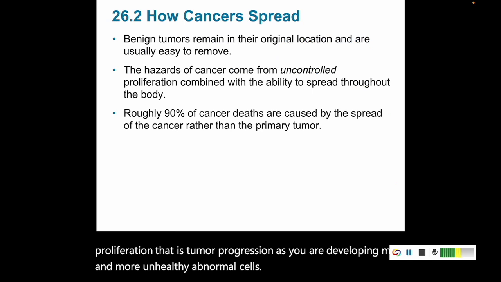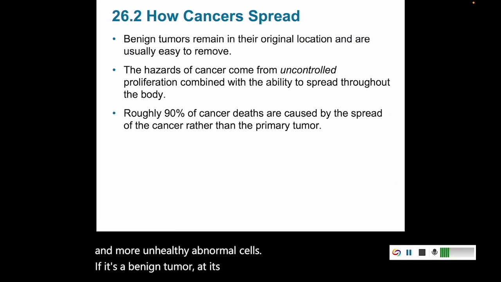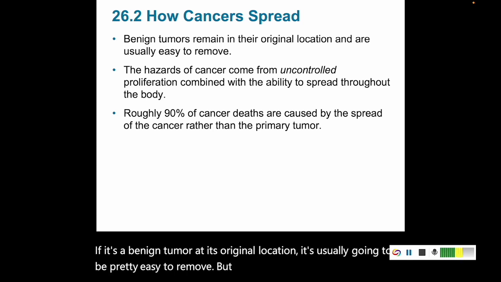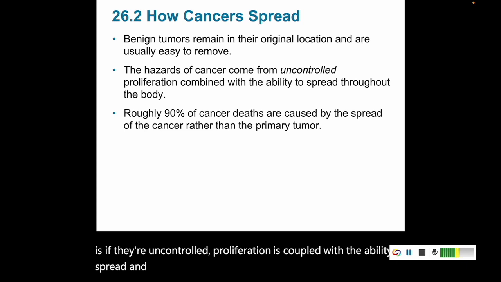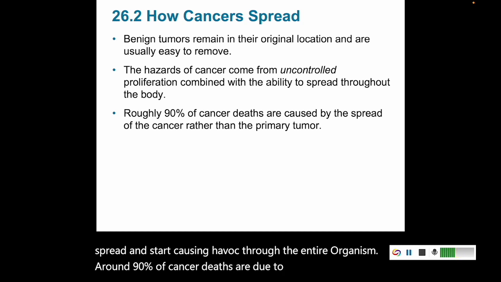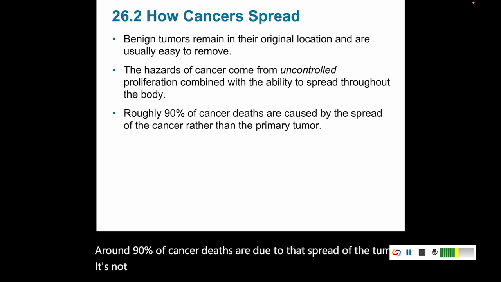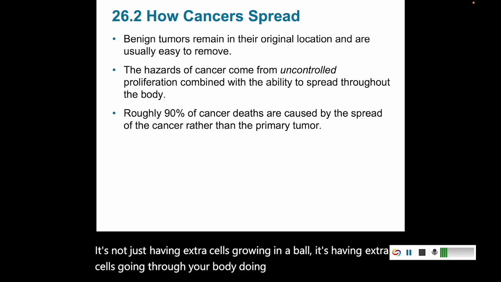If it's a benign tumor at its original location, it's usually going to be pretty easy to remove. But one dangerous thing about tumors is if their uncontrolled proliferation is coupled with the ability to spread and start causing havoc through the entire organism. Around 90% of cancer deaths are due to that spread of the tumor. It's not just having extra cells growing in a ball, it's having extra cells going through your body, doing things they shouldn't be.